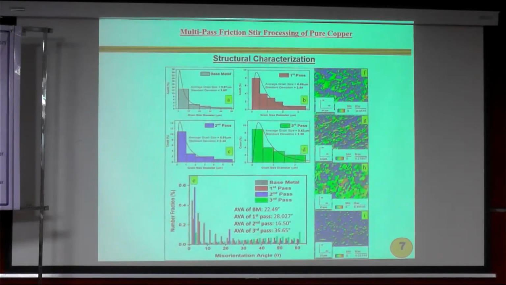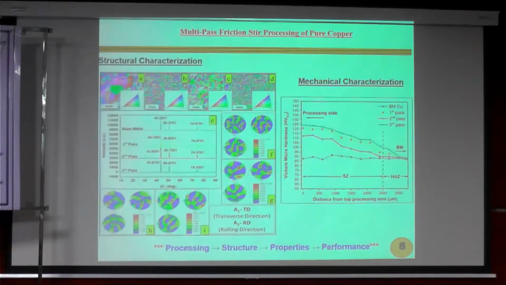So here you can see the base material grain size is approximately 5.57. But after the first pass, the grain size is 0.69 micrometer. Then by the second pass, 0.91. A little bit of grain coarsening happened because of the thermal cycle involved. Then coming to the third pass, again it is going down. It is 0.62. So by doing friction stir processing, we can change the morphology of the material.